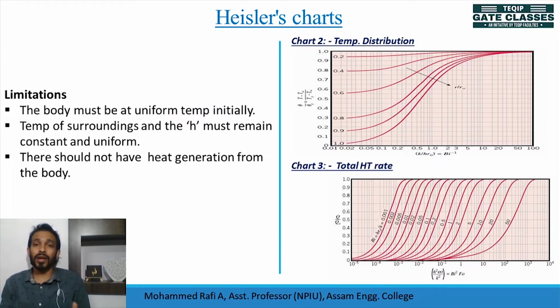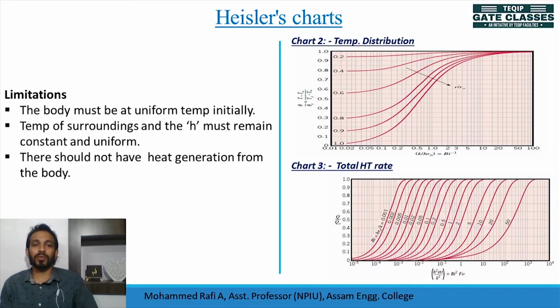But for a Heisler chart there are some limitations also. The first point is that the body must be at a uniform temperature initially. That may not be possible in real-life situations. The Heisler chart is prepared based on some assumptions, right? So the first assumption was the body was at a uniform temperature. If it is not like that, then you cannot use the Heisler chart for problem solving.